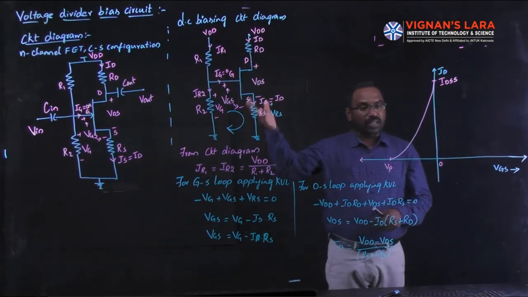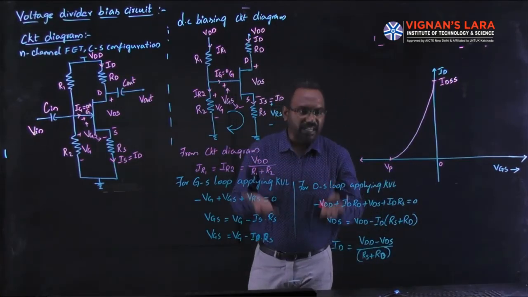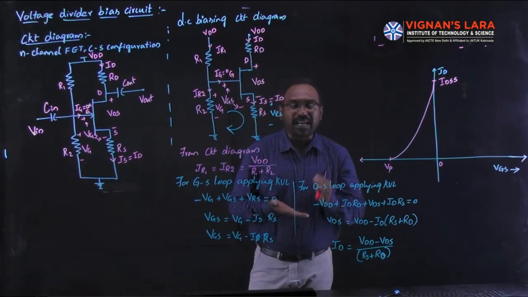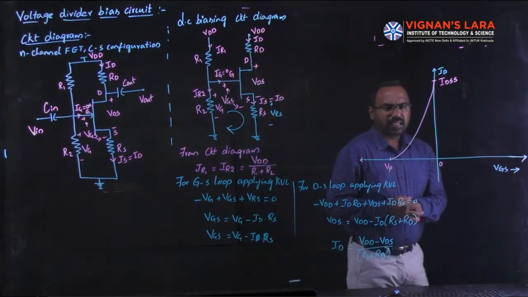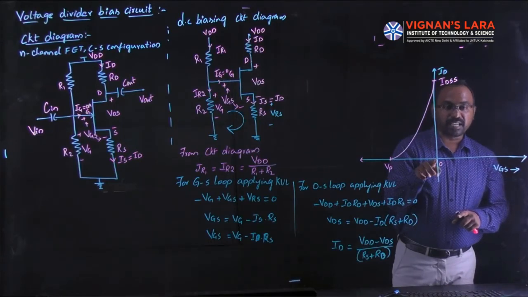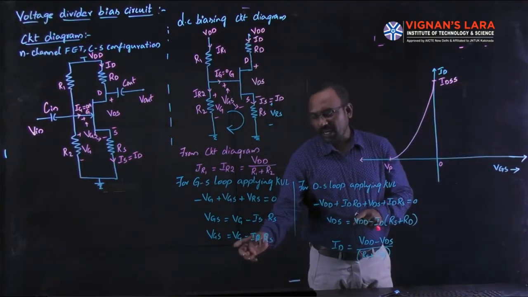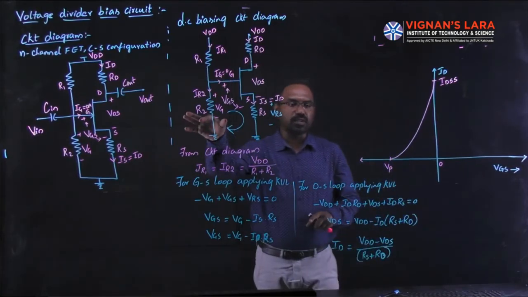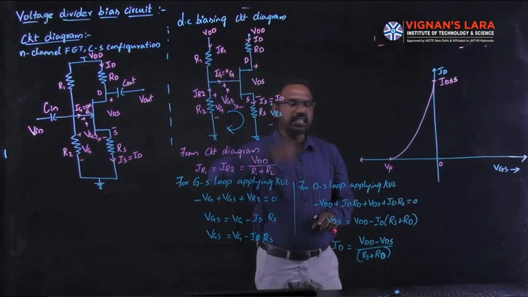In the previous self-bias circuit, we got the expression for VGS is equal to minus ID into RS. So when ID is equal to 0, VGS also 0. So the point started here in case of self-bias. But here it is not like that. The point is moving to VG. We don't know the VG value. Here the VG value will be decided by this resistance value and applied VDD.